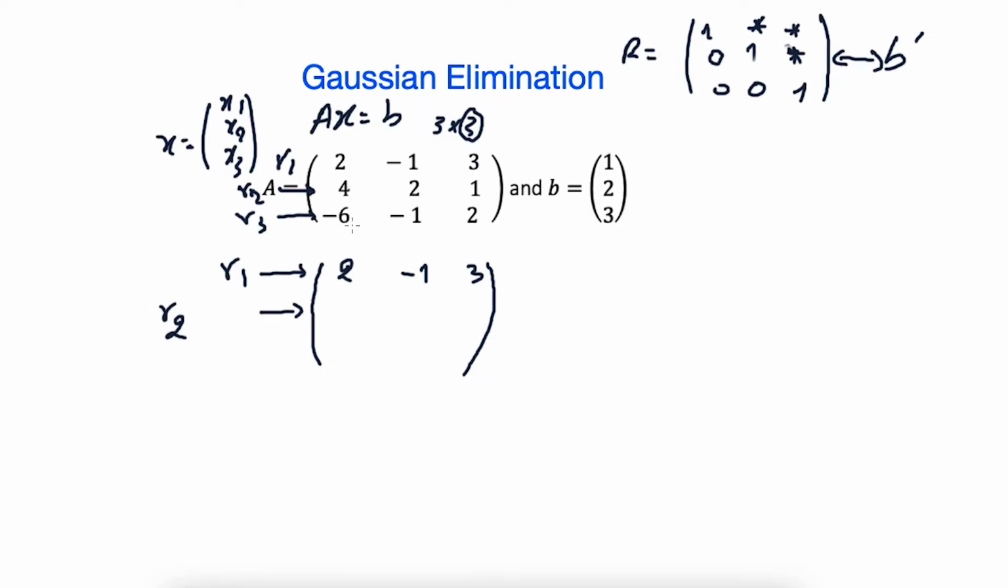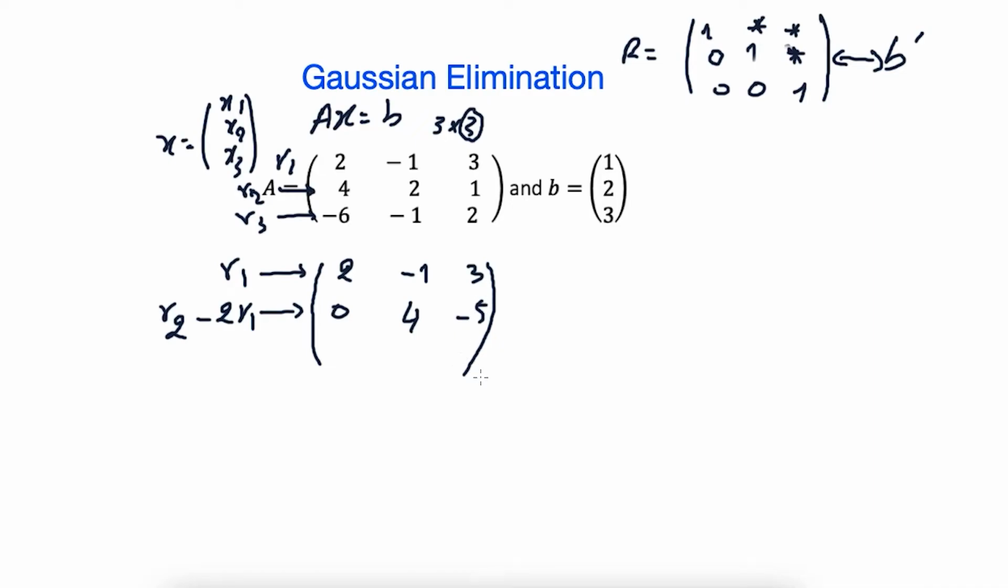minus 2 R1. Here, 4 minus 2 times 2 is 0, and 2 minus times minus is plus, so 2 plus 2 is 4, and 1 minus 2 times 3, which is minus 6, so 1 minus 6 is minus 5.